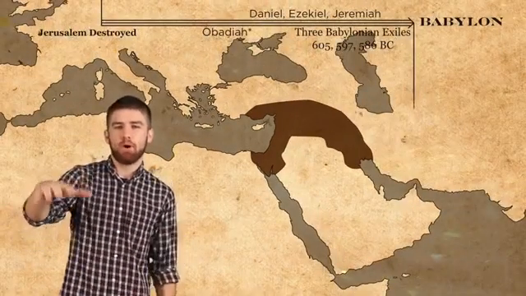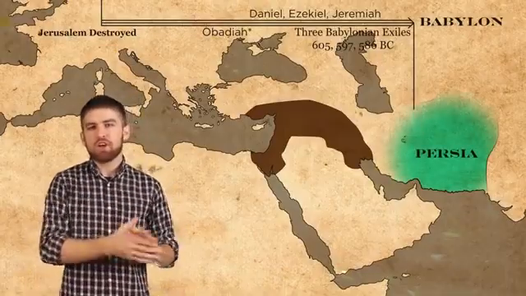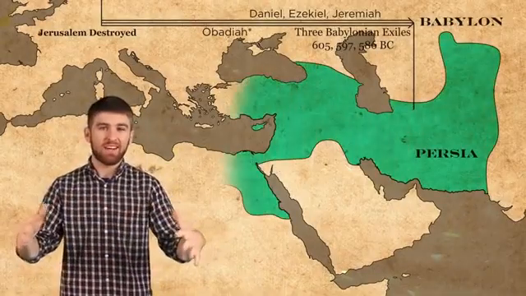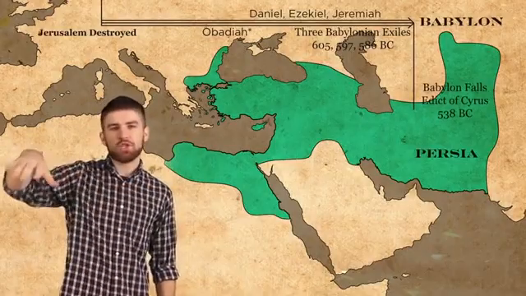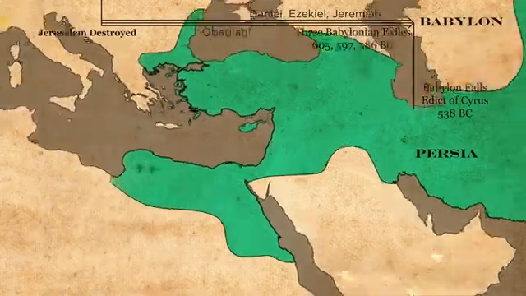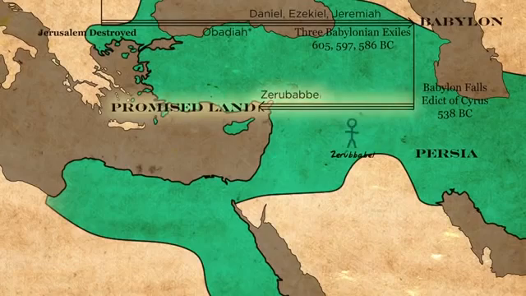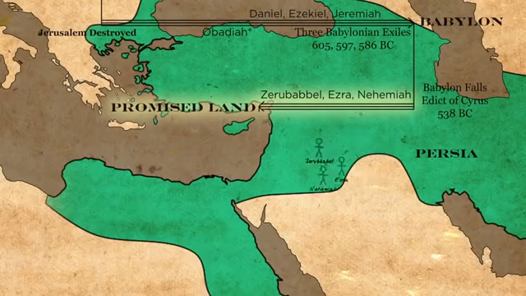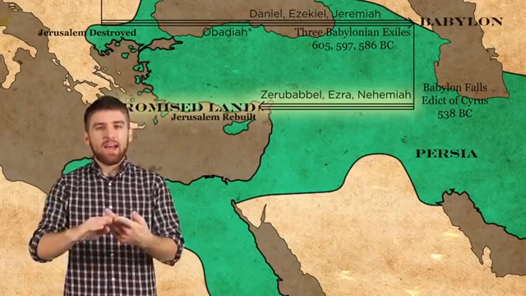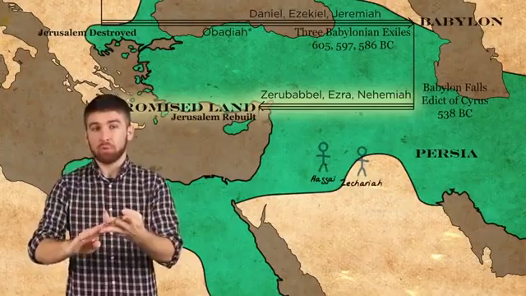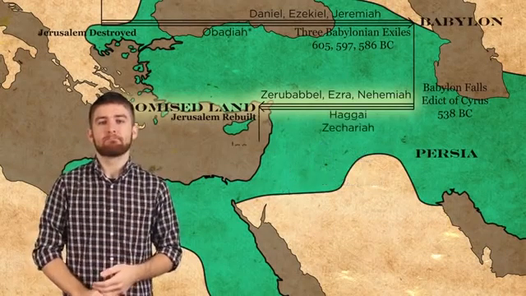Then in came Persia. The Persians conquered the Babylonians and all of their land, and in 538 BC, King Cyrus made a decree that all of the Jews could go back home. In 3 waves led by Zerubbabel, Ezra, and Nehemiah respectively, the Jews went back into Israel and rebuilt Jerusalem and the temple. Haggai, Zechariah, and probably Joel prophesied during this time.